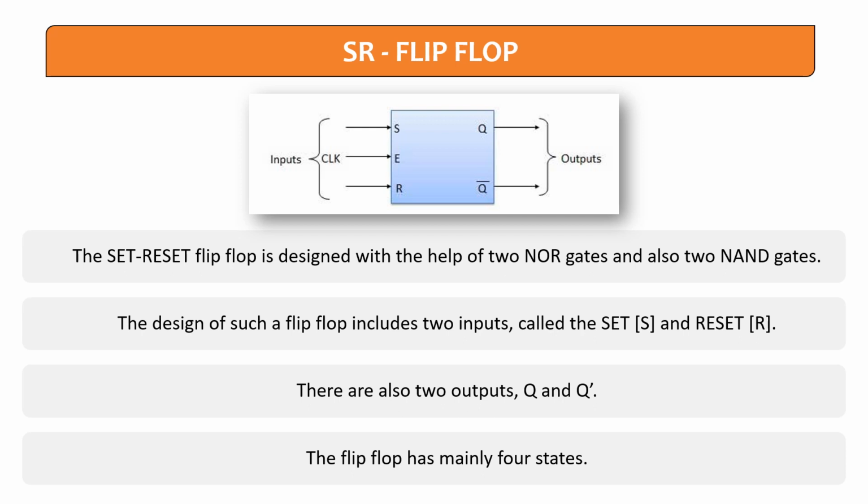And the flip-flop has mainly 4 states. You may be thinking that till now I was saying that the flip-flop has 2 states, and now I am saying 4 states. Two main states are set and reset, but we have also seen what happens if I apply 0 0 and 1 1 to my inputs. So I also get two different states, the hold state and the avoided or invalid state. So we can say there are 4 different states. So it was all about the SR flip-flop.